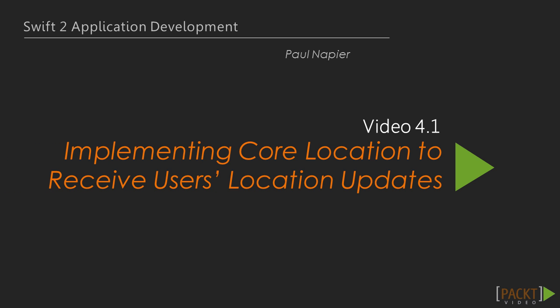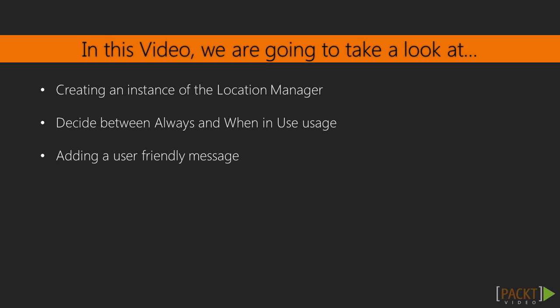So in the previous section, we looked at how we can get data into Core Data. And now we're going to work with another framework called Core Location, so we can retrieve our user's location. So in this video, at first we're going to start by creating an instance of Location Manager through Core Location. And then we'll make a decision between using always and when in use usage for updating that location, and how we can display a user-friendly message to our users.